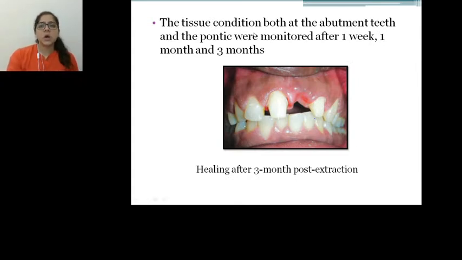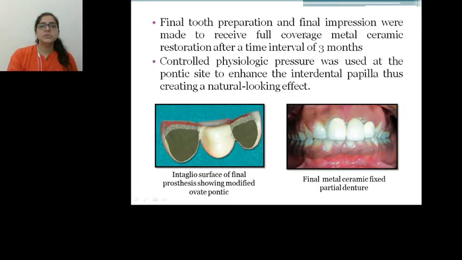The tissue condition both at the abutment teeth and the pontic were monitored for 1 week, 1 month and 3 months. So this is the image after 3 months of post extraction. So we can see here the socket is still preserved, and the abutment here will give an emergence of a natural tooth. So final tooth preparation and final impression were made to receive the full crown coverage metal ceramic restoration after a time interval of 3 months. Controlled physiologic pressure was used at the pontic site to enhance the interdental papilla, thus creating a natural looking effect. So this is the intaglio surface of the final restoration, showing a modified ovate pontic. And this is the final metal ceramic restoration.